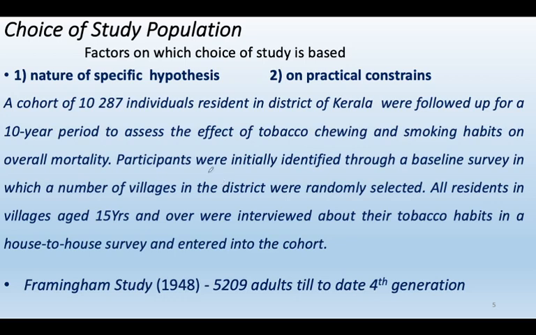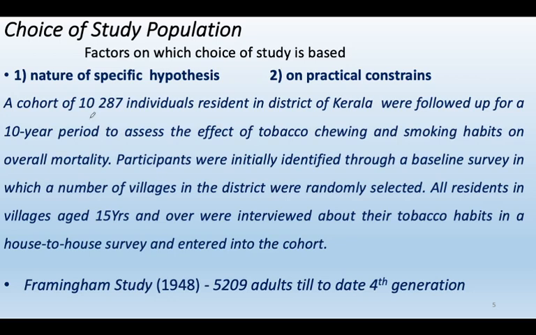Now, another interesting thing we should learn is what the benefits of this cohort study are. There are a few interesting findings. Number one, you will find in the literature that the association of tobacco chewing and smoking habits was assessed, to see whether they could influence the overall mortality of individuals. We want to study the harmful effect of tobacco chewing, which is also called naswar, and smoking habits on overall mortality.